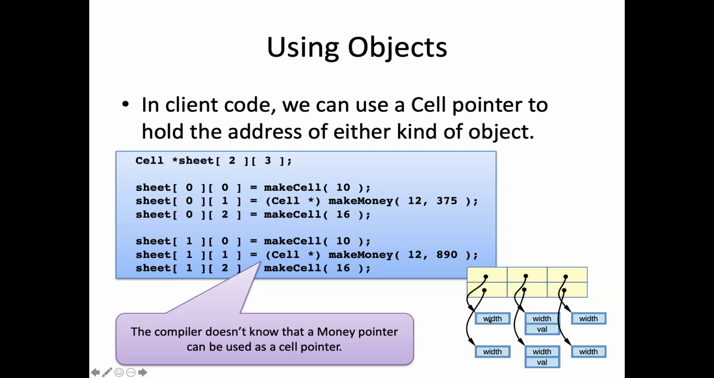But as long as you're going to use that pointer as if it was a pointer to a cell, you're going to find exactly what you expect when you dereference the pointer. Whether you follow a pointer to the superclass or a pointer to one of its subclasses, you'll find the width field right there at the start of the memory that pointer points to.